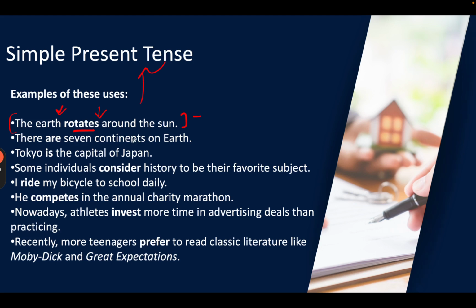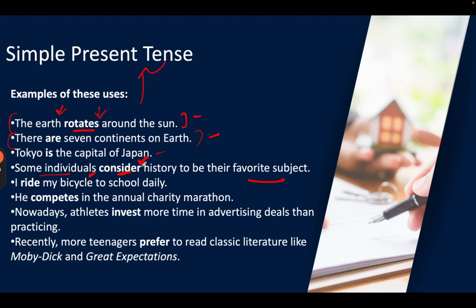There are 7 continents on earth. Now this is again a factual statement which will not change. So this is simple present tense again. Tokyo is the capital of Japan. Again a fact, right? Some individuals consider history to be their favorite subject. Now this is again a general statement that's been made. Generally, some individuals consider this to be their favorite subject. The verb over here is consider, and because you're talking about plural subjects, there is no S, but that is how you create a simple present tense for a plural subject.